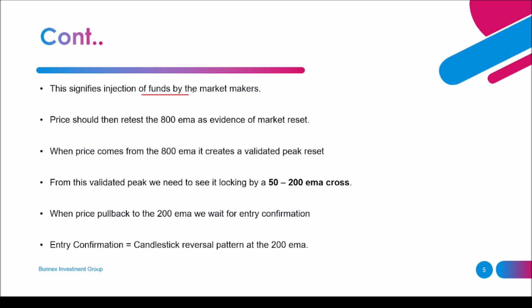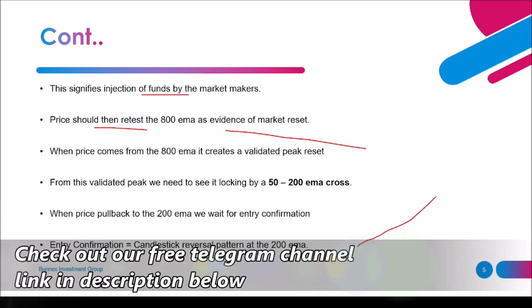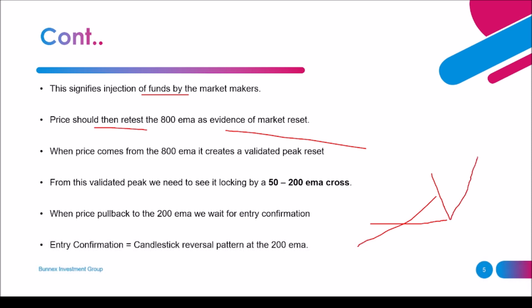Mind you, we are not trading with these indicators so that they can predict the market for us, but they are simplifying how we see the points of demand drop. Price should then retest the 800 EMA as evidence of market reset. On that same M15 time frame where you've seen 200 crossing 800, you are now seeing the price coming to retest the 800 EMA.